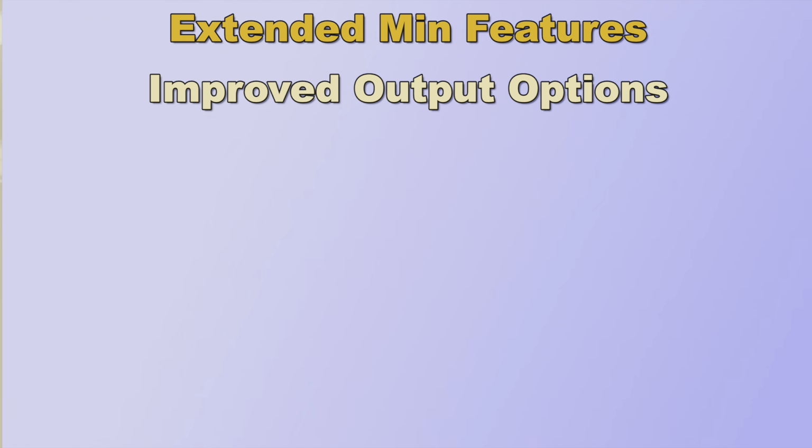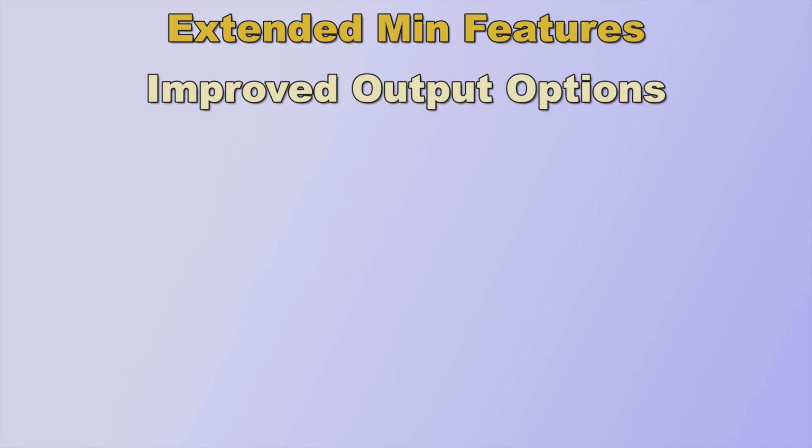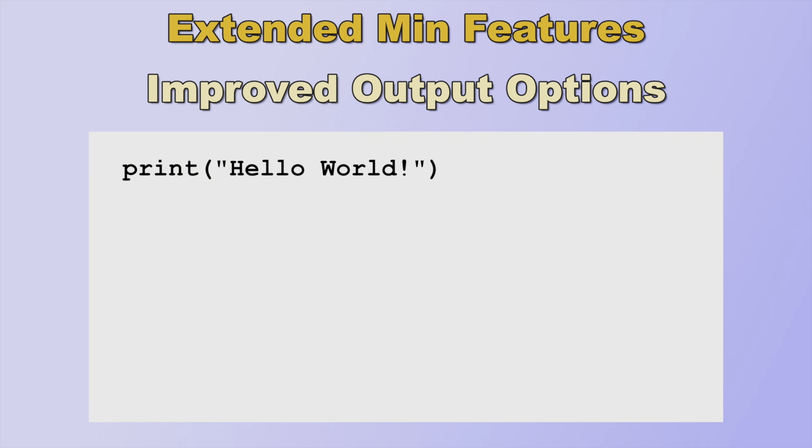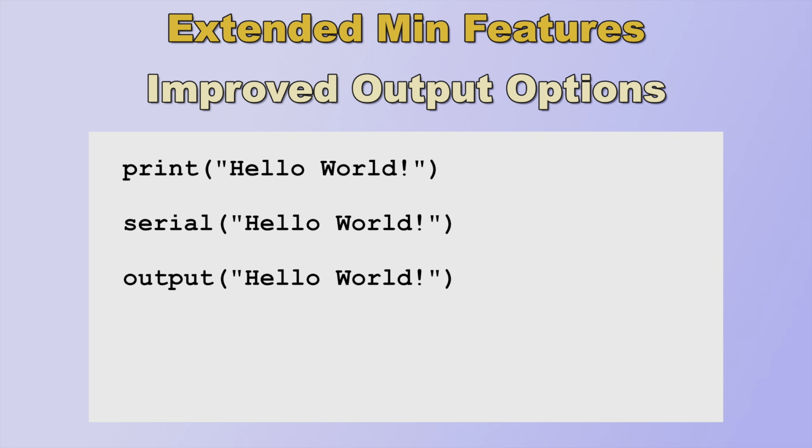And the seventh feature is output not only to the screen, but also to the UART, or both. The original min has a print command, which displays string or values to the screen. That's it. Extended min has three output functions: print, serial, and output. The print function prints to the screen as in the original min. The serial function prints the string to the UART, and the output function prints them to both.